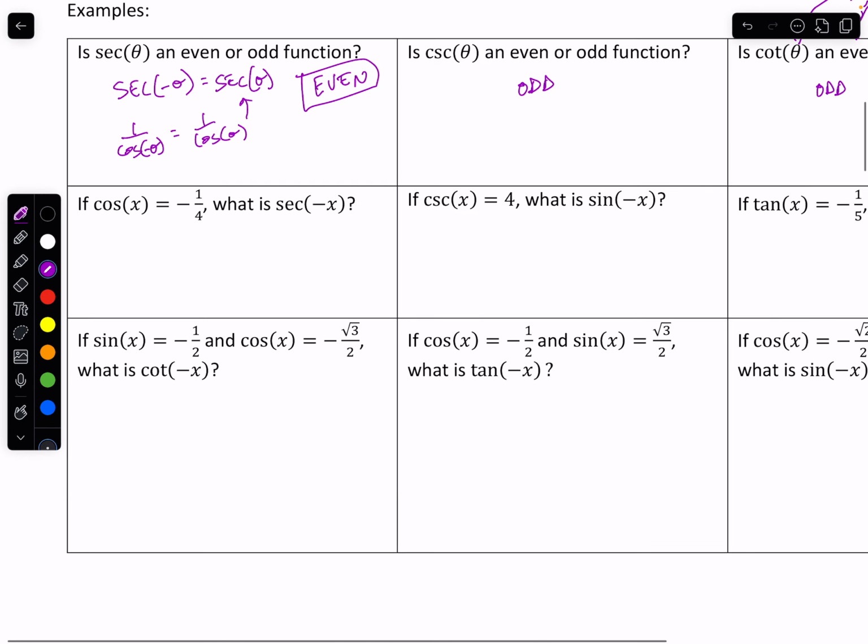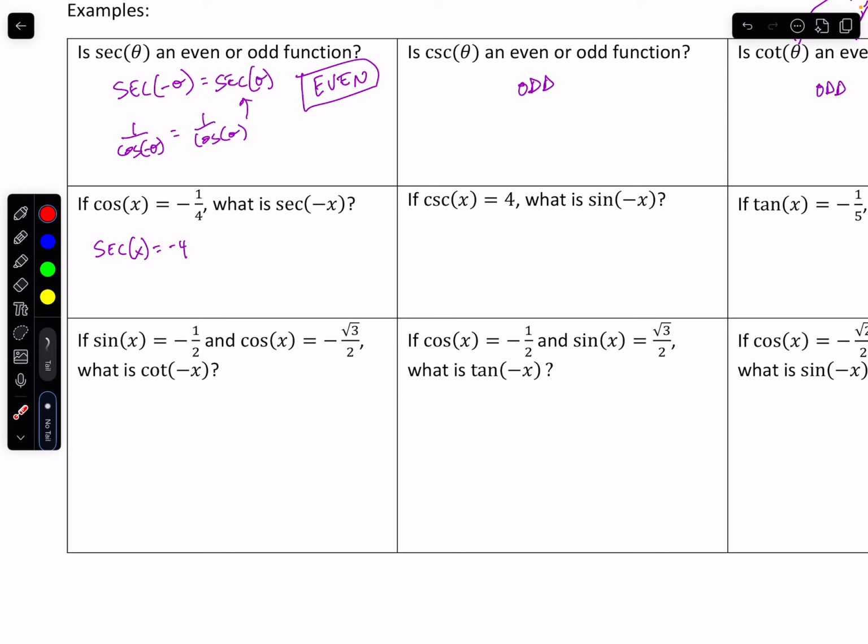All right, so here's some examples that we could do. If cosine of x equals negative 1/4, what is secant of negative x? So the first thing is, if I take cosine of x equals negative 1/4, I'll say secant of x equals negative 4. You can just flip both sides, right? And then it's saying, what is secant of negative x? Well, I know since secant is even, right?